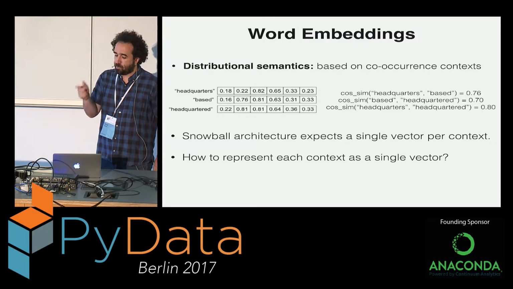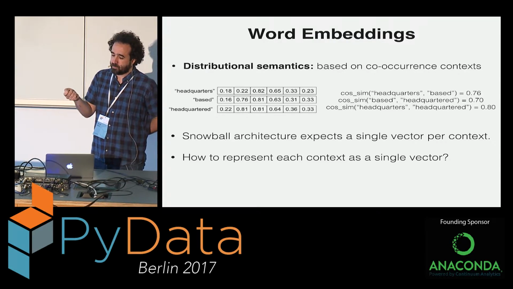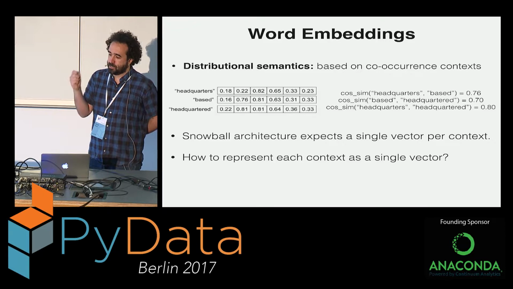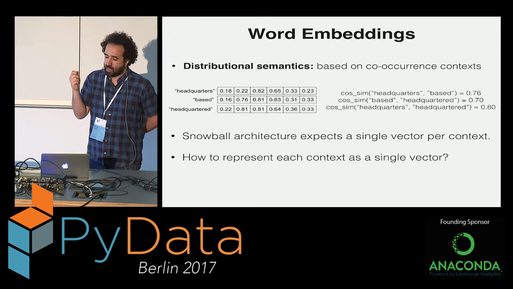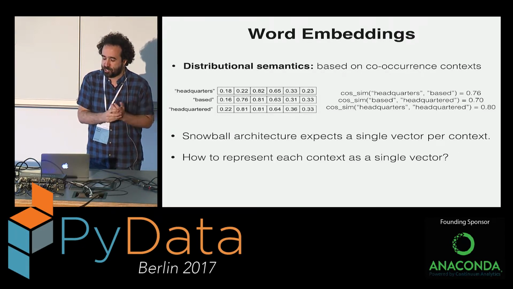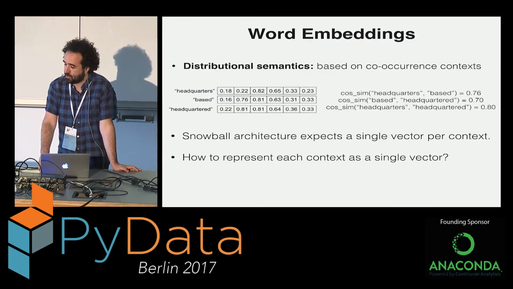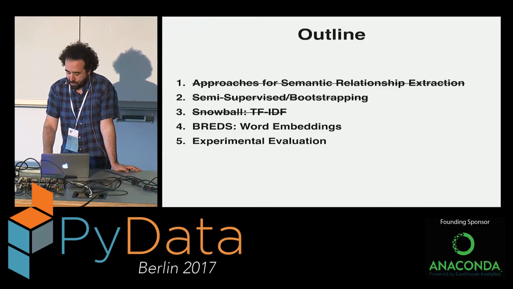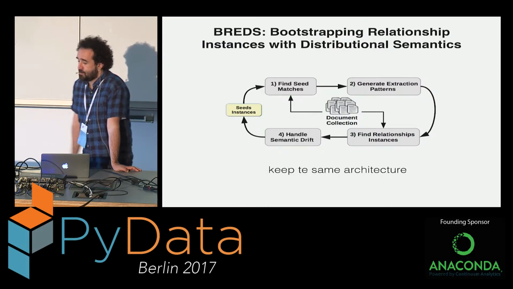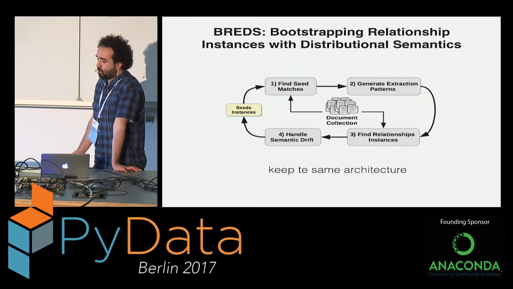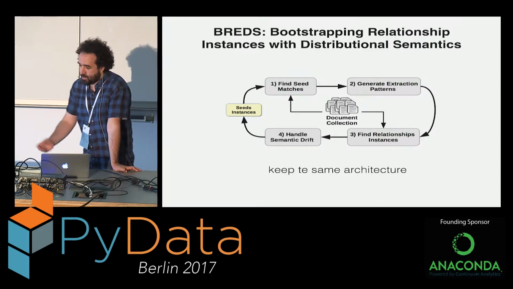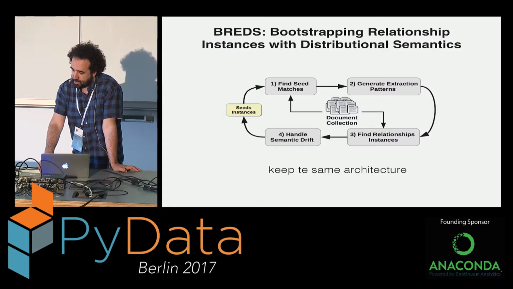So now I have the problem of how to transform several words, where each word has a vector, into a single vector, so that the architecture of the system still holds. And I will go now with the BREDS system, explaining it. So it has the same architecture as Snowball. The first step is to find the seed matches, and BREDS will do it in a different way.